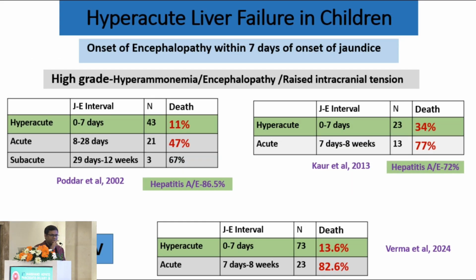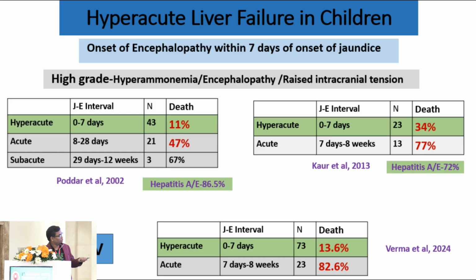Then what is unique in our cases, we have a condition called hyperacute liver failure. It's seen more in children as compared to adults, and the outcome is very good with a good quality pediatric intensive care setup. This one was from PGI Chandigarh, where I did my DM. The jaundice to encephalopathy interval of 7 days is the criterion used to define hyperacute liver failure.